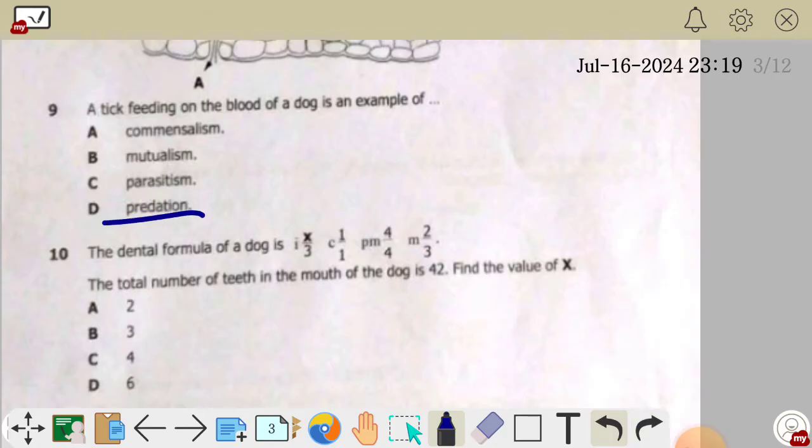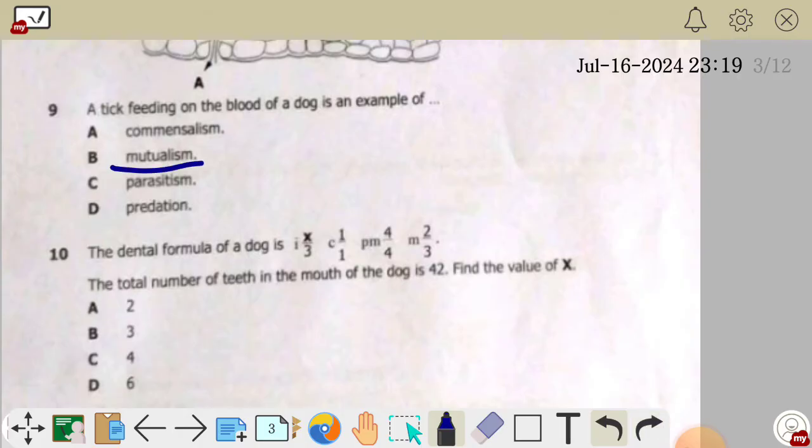Then predation, in most cases, we have a larger organism feeding on a smaller organism, where the smaller organism is completely killed and eaten. That is predation. And mutualism, here we have a relationship between two organisms benefiting from each other without harming. So without causing harm, but they benefit from each other.